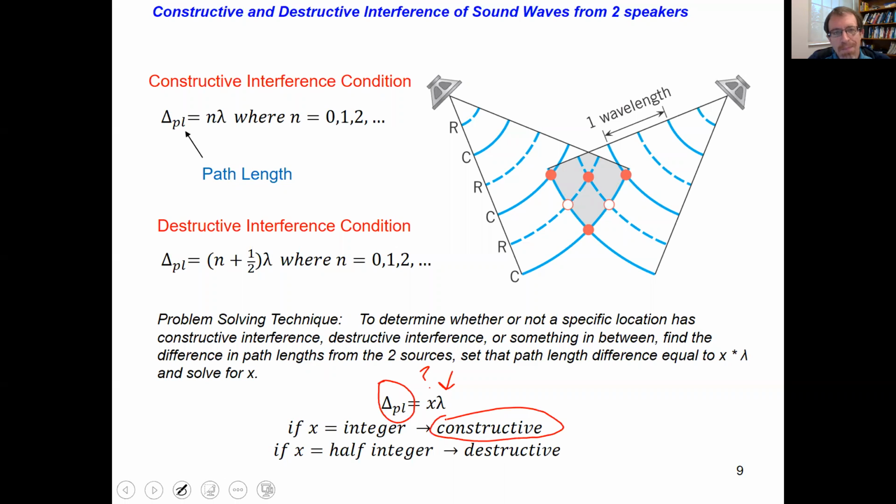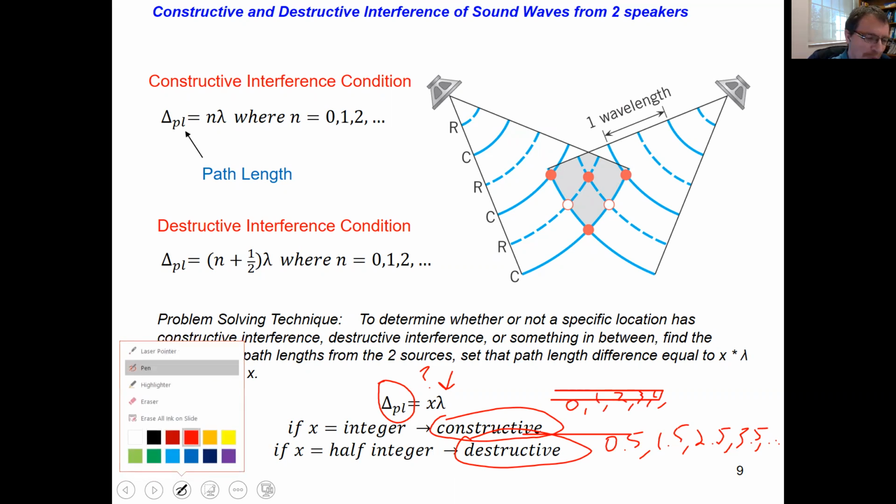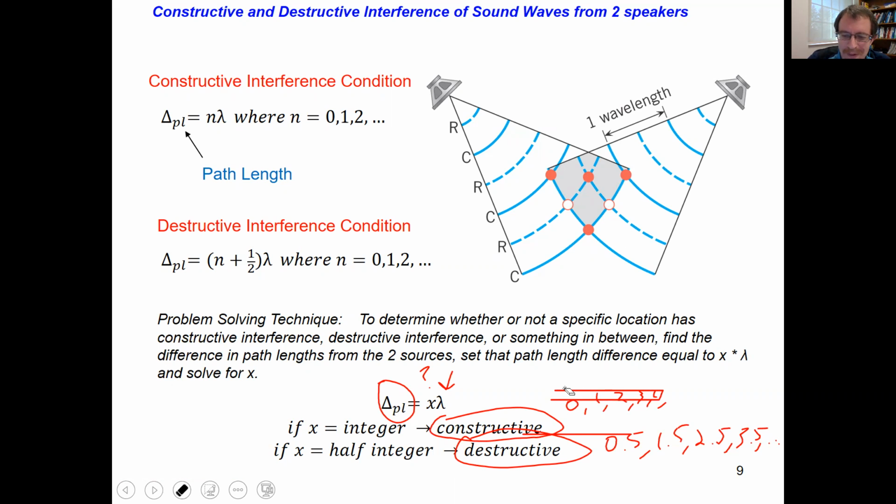If X is a half integer, and maybe I really should say half of an odd integer, then we have destructive interference. Basically what I mean here is that if X is equal to 0.5 or 1.5 or 2.5 or 3.5, you get the picture, then we've got destructive interference. If X were 0, 1, 2, 3, 4, so on and so forth, then we would have constructive interference.